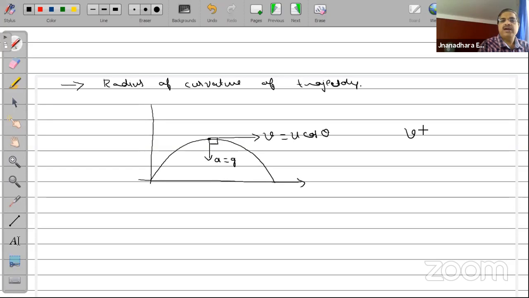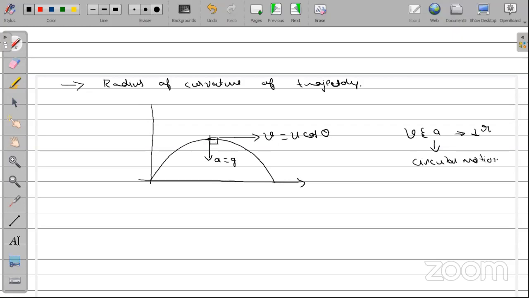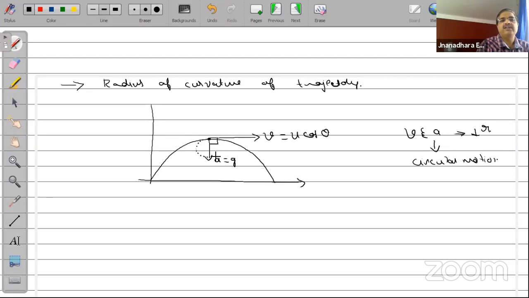If v and a are perpendicular, then what kind of motion will there be? There will be a circular motion. And therefore, I can say that this will be part of a circle of radius R. Now, what will that radius R be equal to? This is the radius of curvature, not the range, all right? Radius of curvature. Maybe I'll call it a small r just to remove the confusion. Small r.